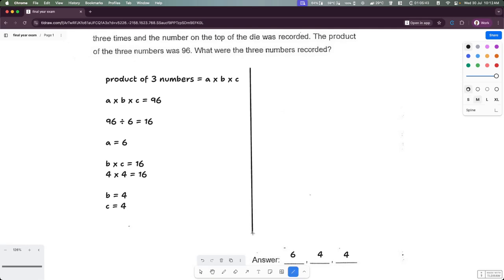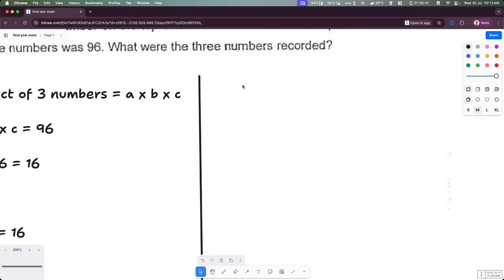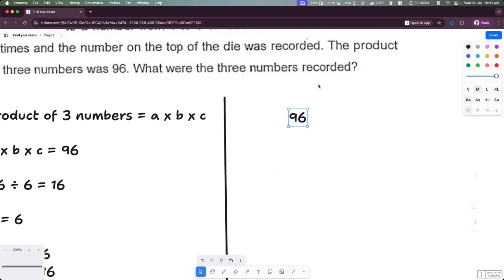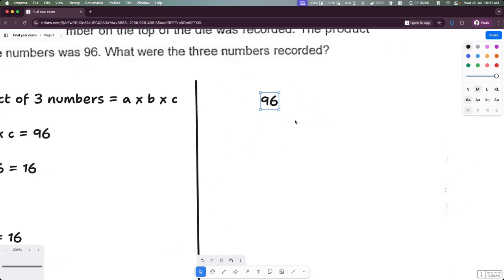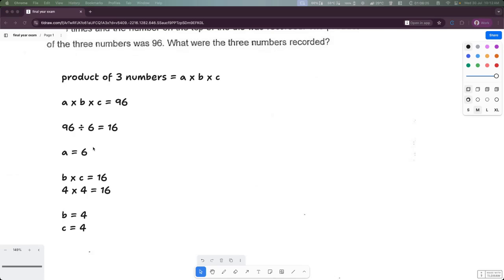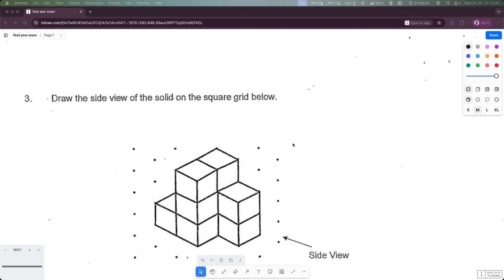Another simple example is you can do this, which is to branch out. So you have 96, and then you can branch out. Okay, and that's about it. All right, let's move on to question number 3.